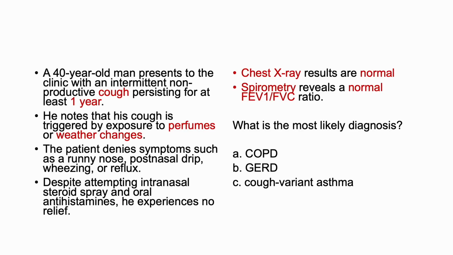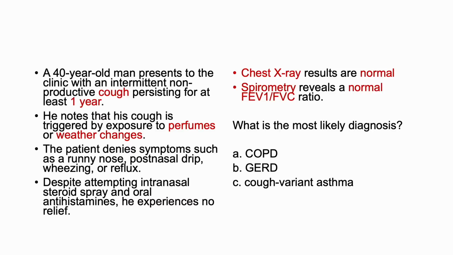A 40-year-old male patient presents to the clinic with intermittent nonproductive cough persisting for at least 1 year. He notes that his cough is triggered by exposure to perfumes or weather changes. The patient denies symptoms such as runny nose, postnasal drip, wheezing, or reflux. Despite attempting intranasal steroid spray and oral antihistamine, he experiences no relief. Chest x-ray results are normal, and spirometry reveals a normal FEV1 over FVC ratio.